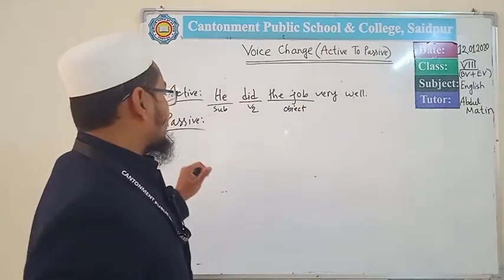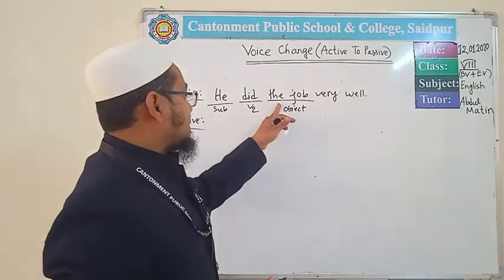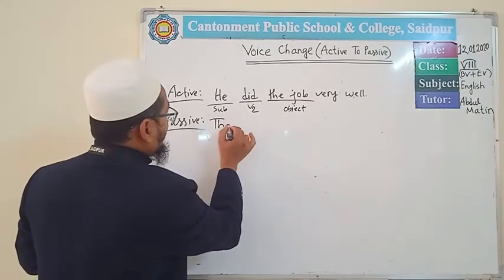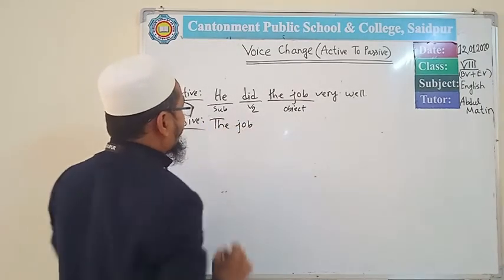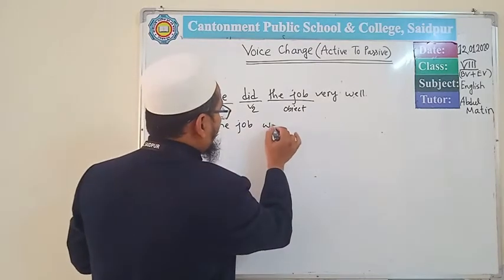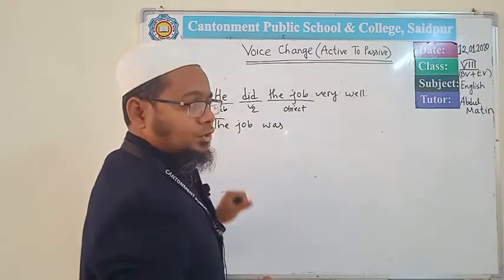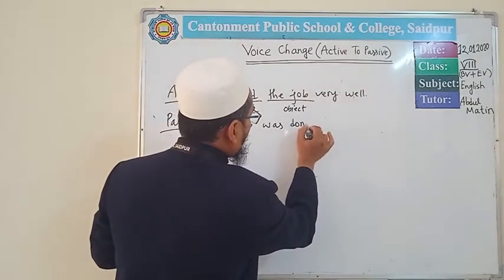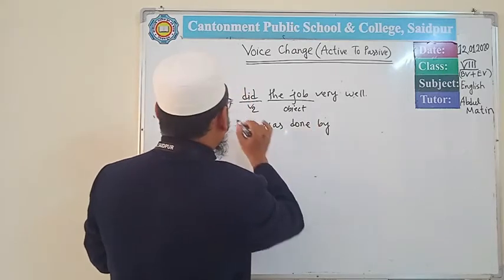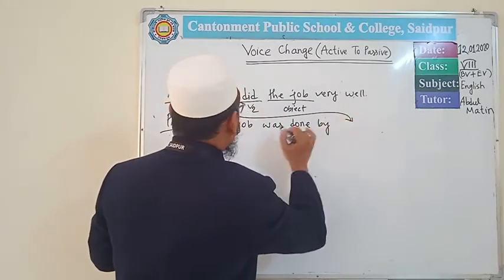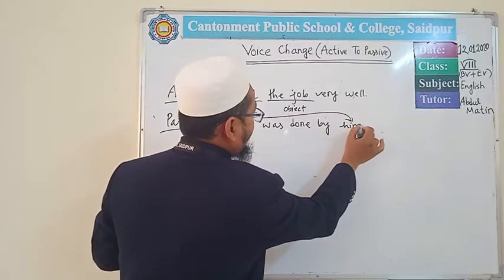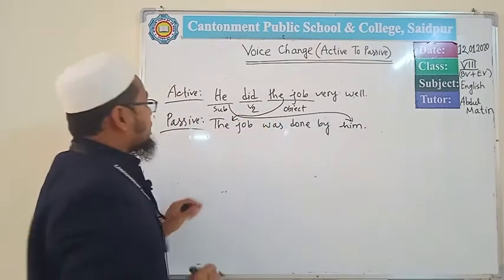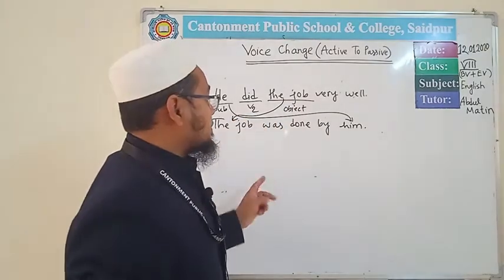If you make it passive, what I have said, after object, then was or were. So the job, after the job will be was. Then verb 3. What is the past participle form of did? Done. And then by. And what is the objective form of he? It will be him. So this is the example from past indefinite tense.